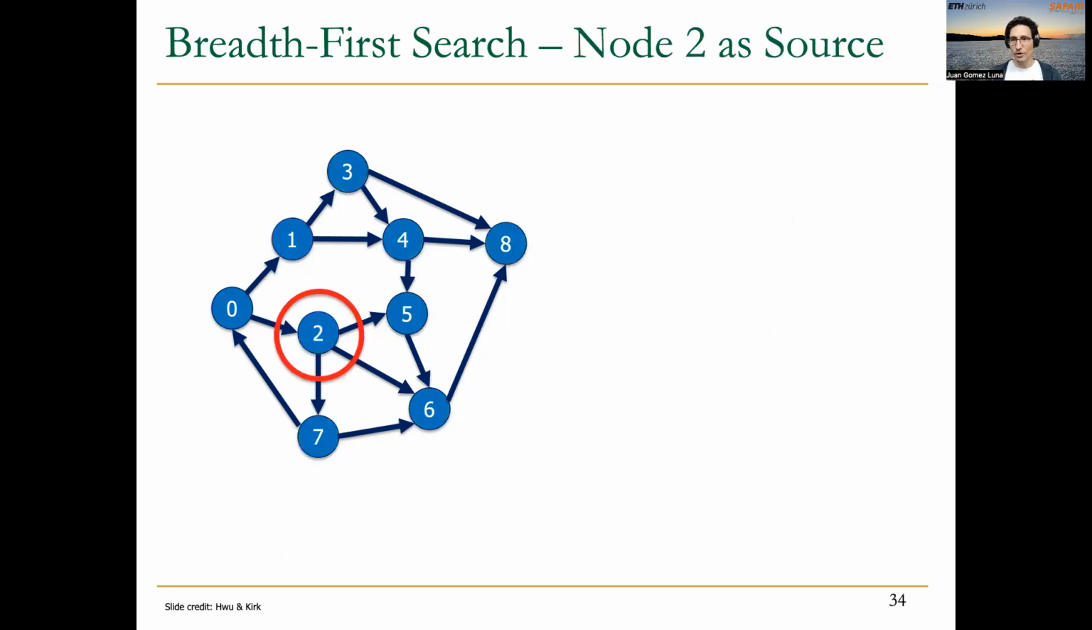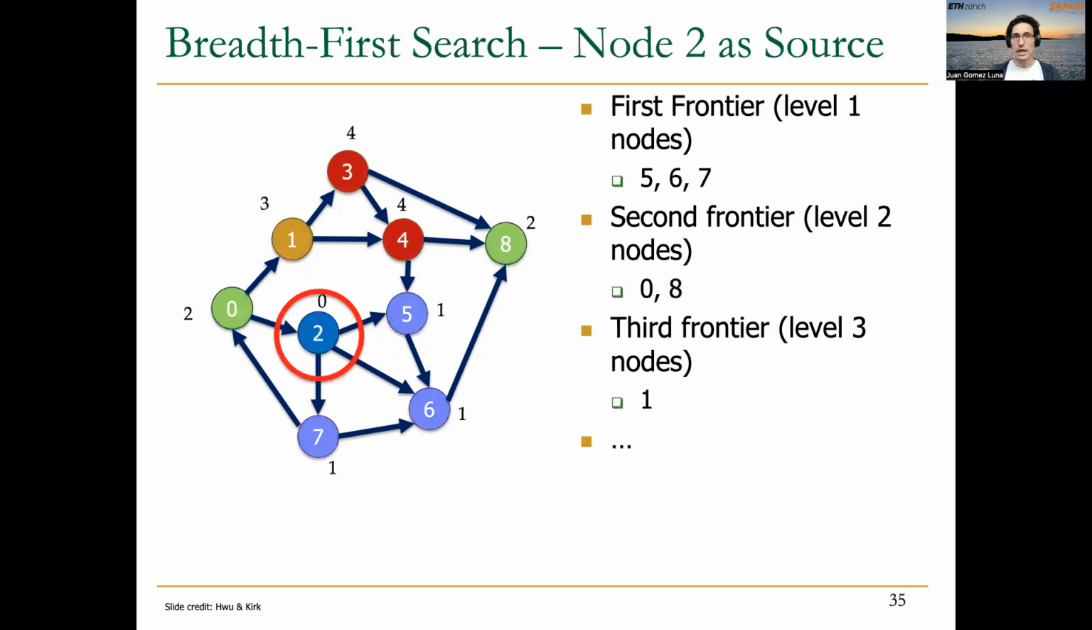We could also have other nodes as the source, for example, node 2. In this case, the frontiers are going to be different, but in the end, after several iterations, we will reach all nodes in the graph.